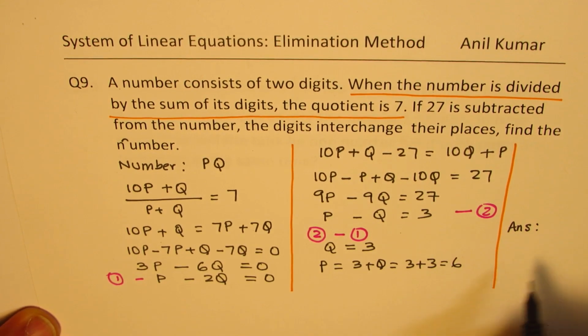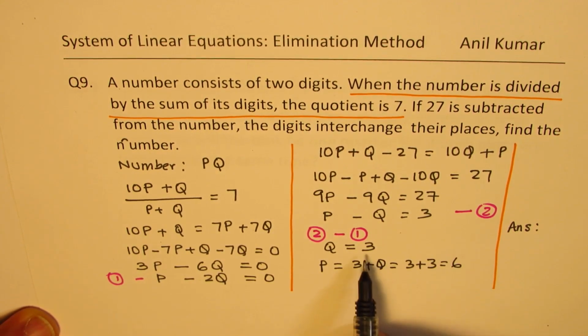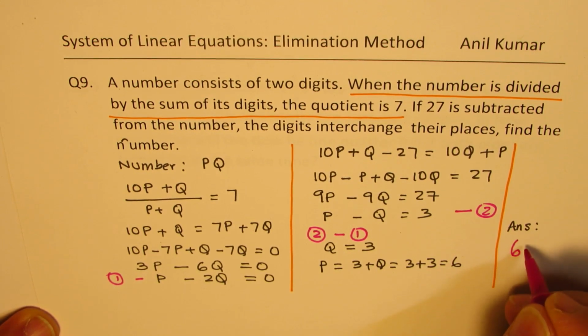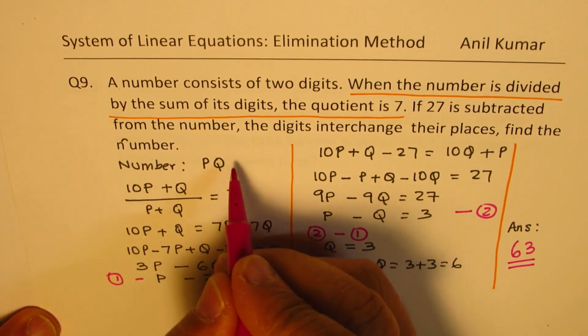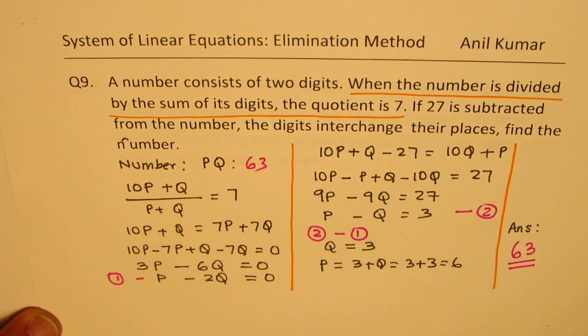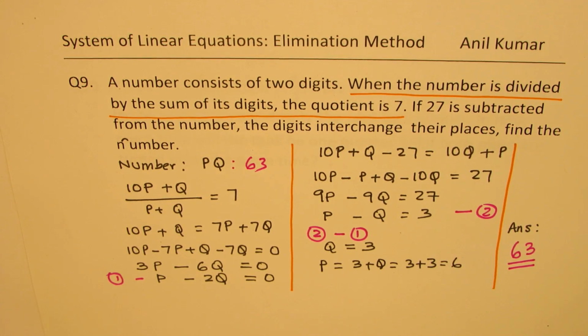So the answer is that the number is 63, right? So the answer is 63. Clear? So P and Q, so the number is 63. So that is how you're going to do it. So I hope that makes sense. Now let's move on and take the last question in our series of systems of equations.